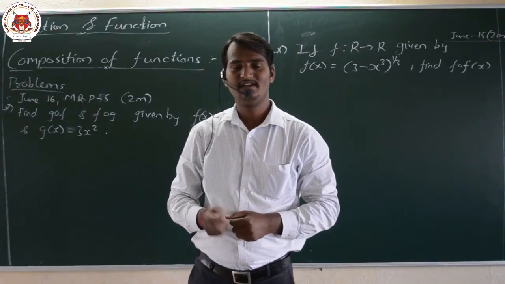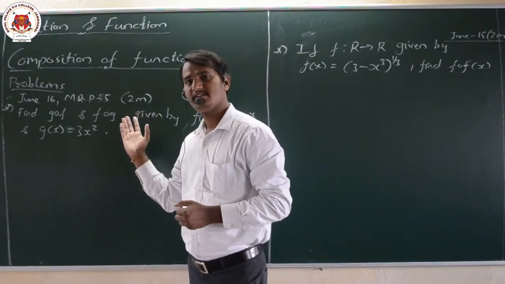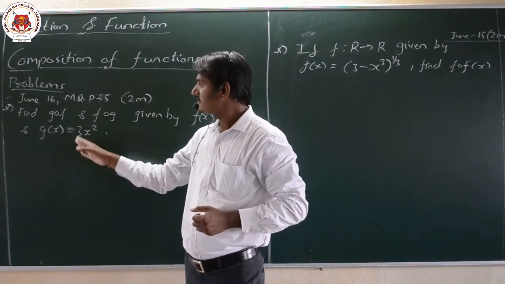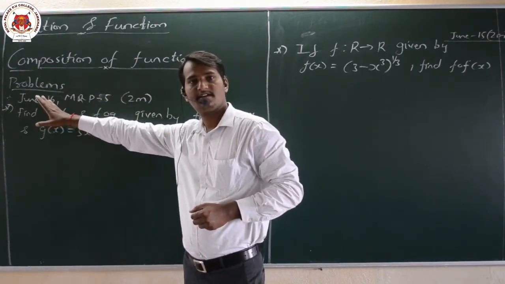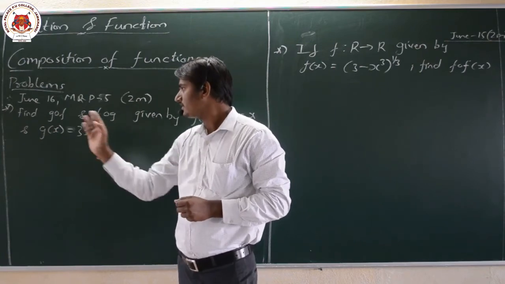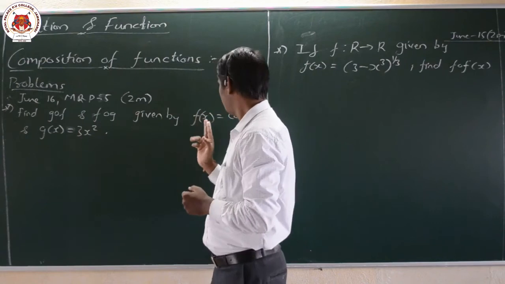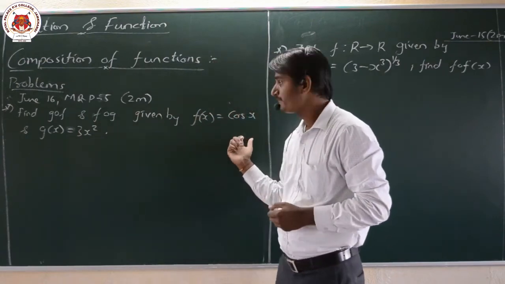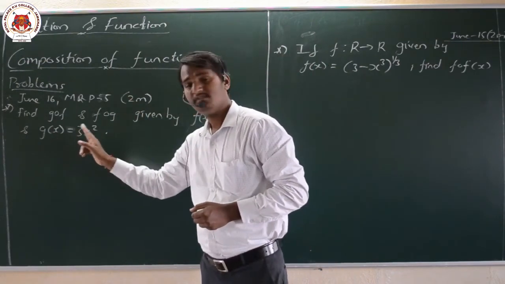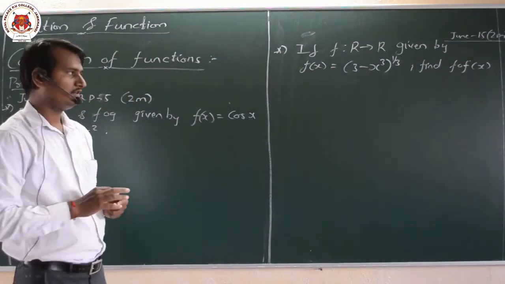Okay dear friends, now let us start with the next example. That is very important from the examination point of view. It was asked in the supplementary examination, Karnataka State PU Board, for a 2 marks question. What is there in the question now? Find g of f and f of g given by f of x equal to cos x, and g of x equal to 3x square. Let us start with this particular example. It was asked for 2 marks.